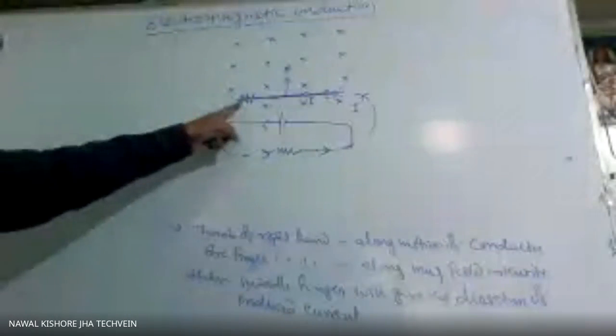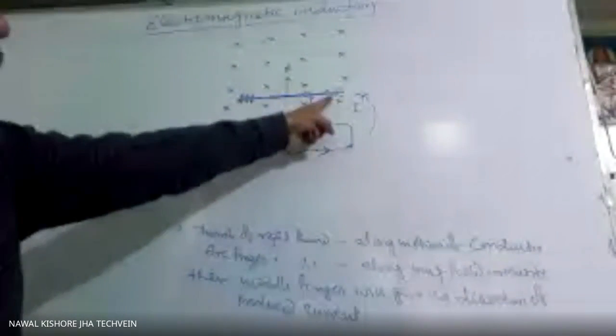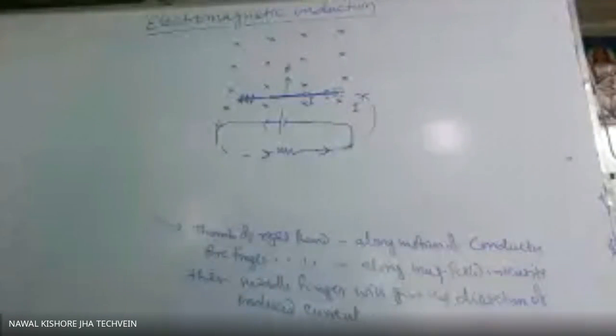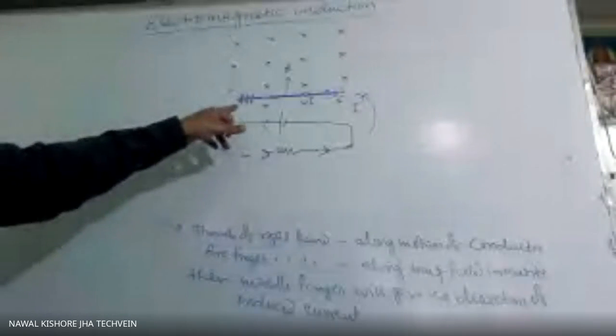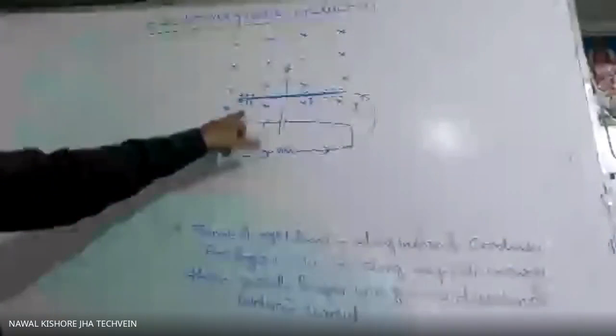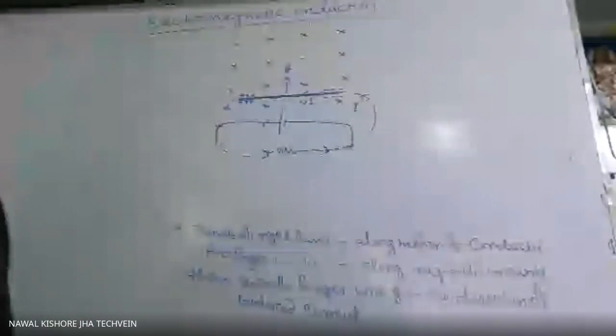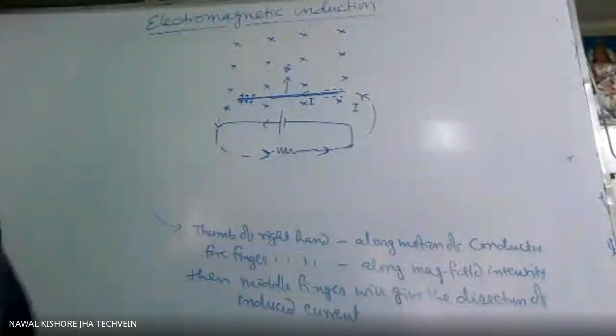That means this side potential will be higher, this side potential will be lower. How much potential difference? That we will derive afterwards. So this rod will start behaving as source, same as the dry cell or any cell we can say, or solar cell. So this terminal will be at higher potential and this will be lower potential. And if circuit is complete, then current will flow. If circuit is not complete, then also EMF will be induced.